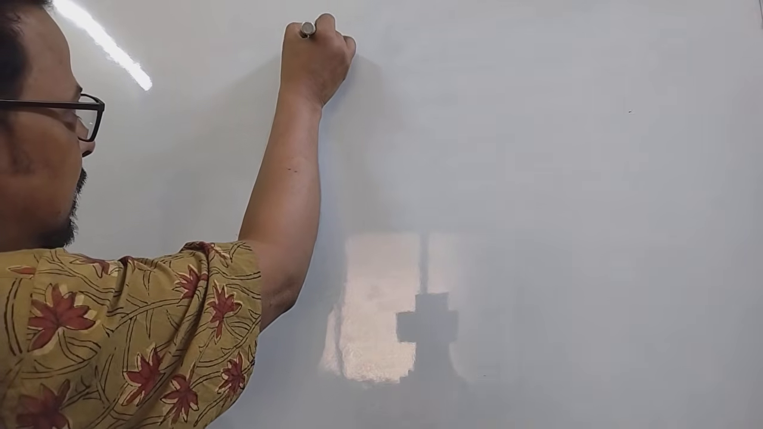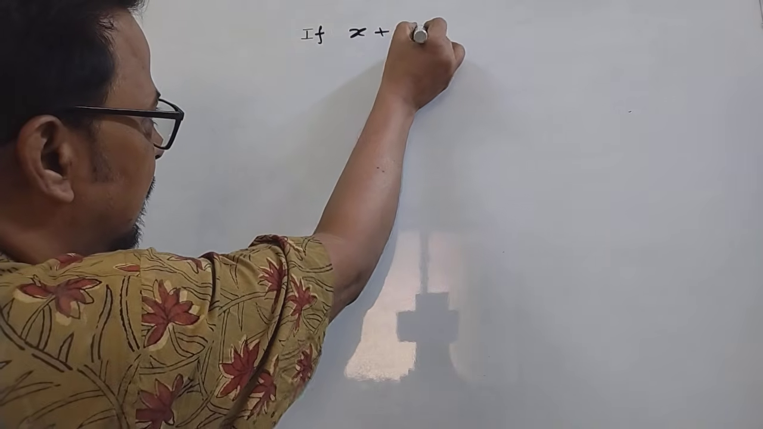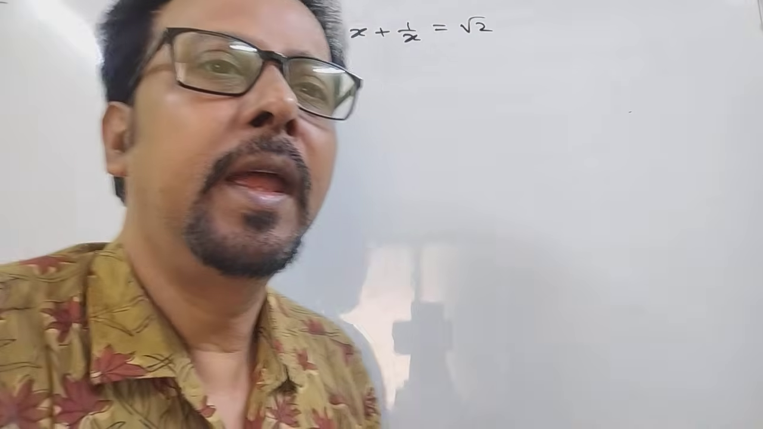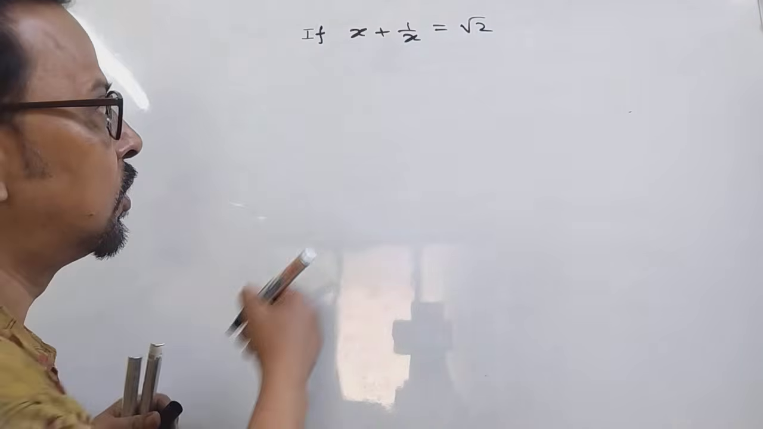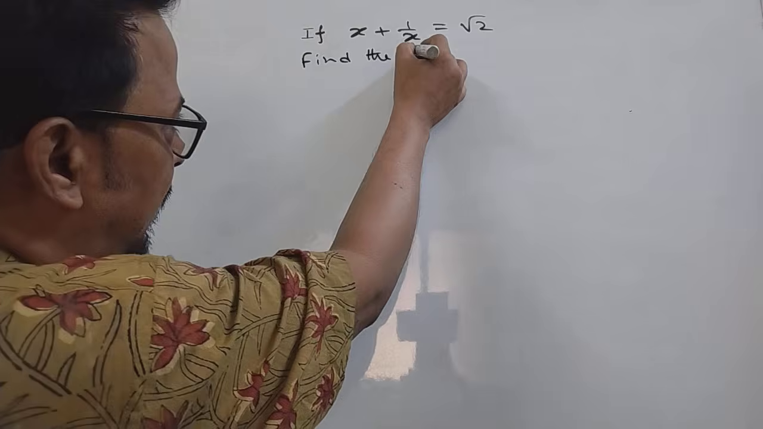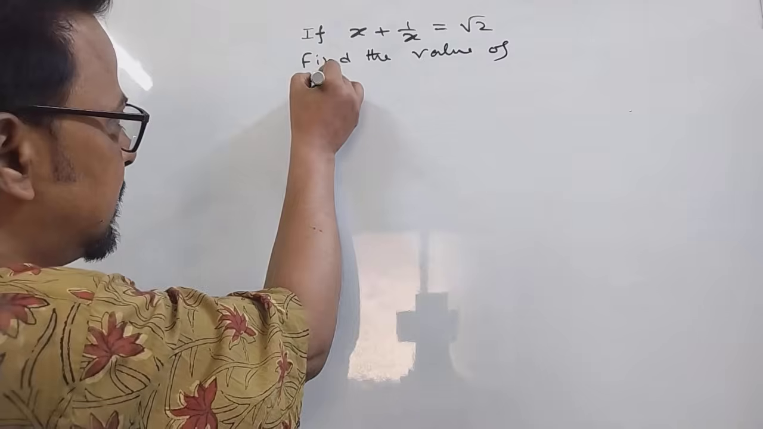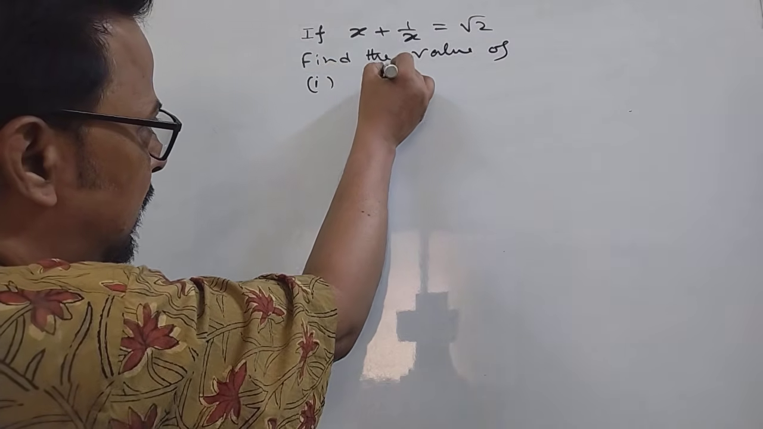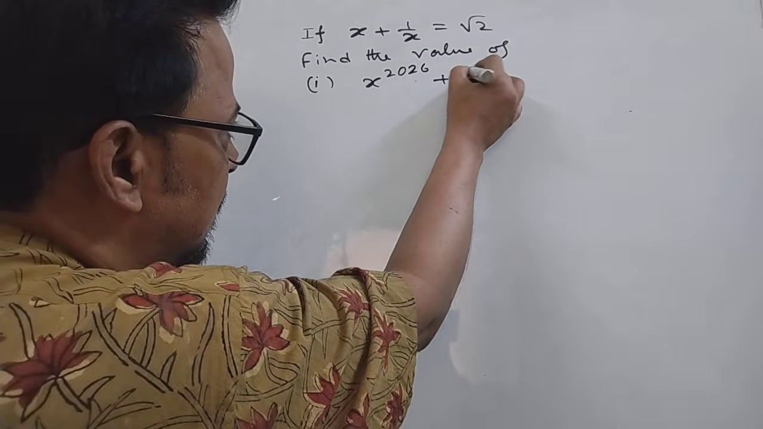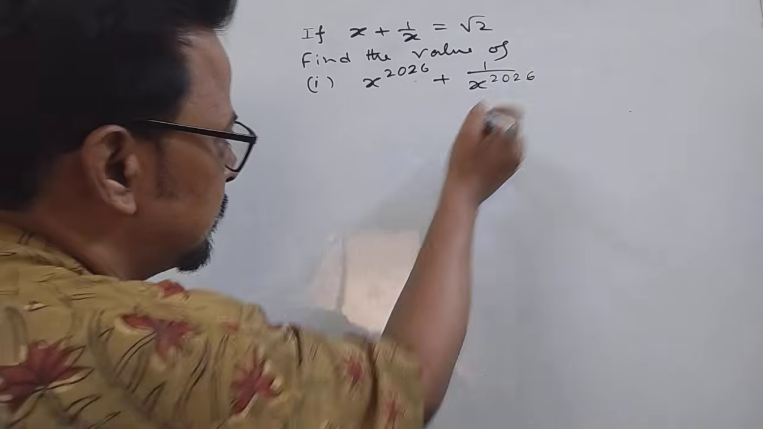If x plus 1 by x equal to root 2, find the value of x to the power 2026 plus 1 by x to the power 2026, this type.